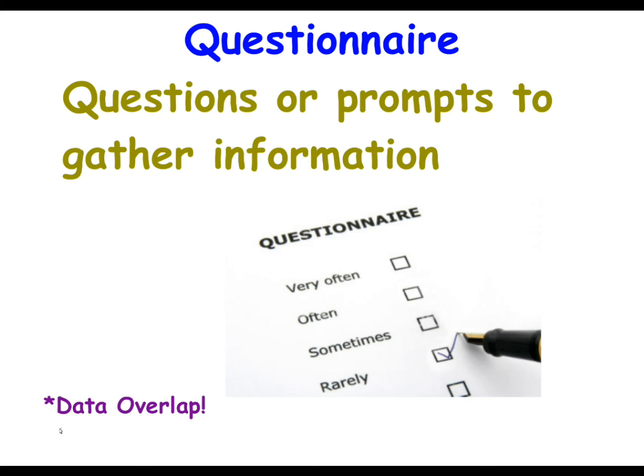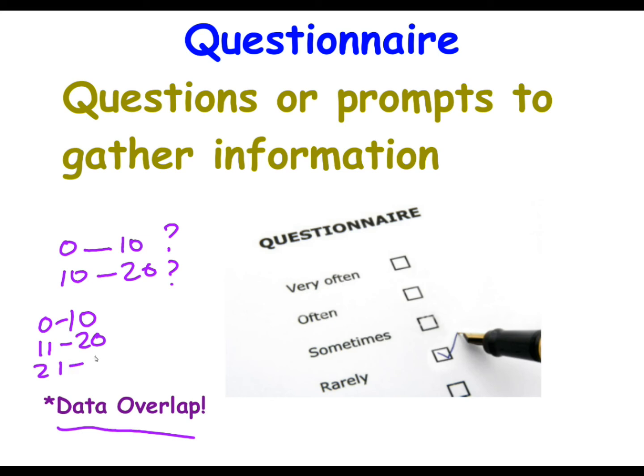Now be careful of data overlap with questionnaires. If you have a questionnaire that asks people their ages and it says from 0 to 10 and then 10 to 20, you've got to be careful, because if somebody's 10 years old, which group do you put them in? So when you do the questionnaire, make sure that if you've got groups, the groups don't overlap. If somebody's 11 years old, they go in this group. If somebody's 10 years old, they go in that group.